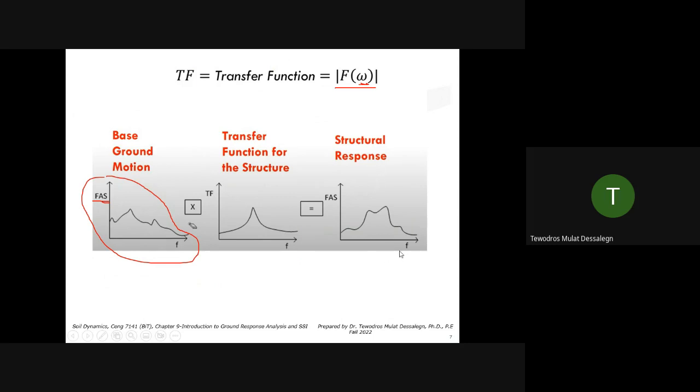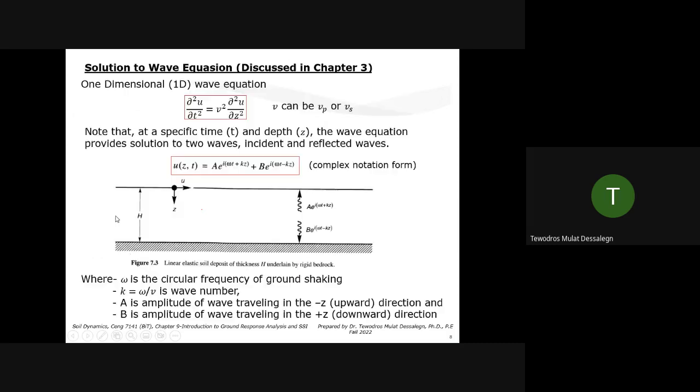Very simple. Change your time history into a phase. There are softwares doing that. Develop your transfer function, multiply it, and get the structure response either on the structure or at the ground surface. Or you can go backward. If you have the input at the ground surface, you can divide it by the transfer function and get the motion at the bedrock or whatever depth it is. So this is the simplest.